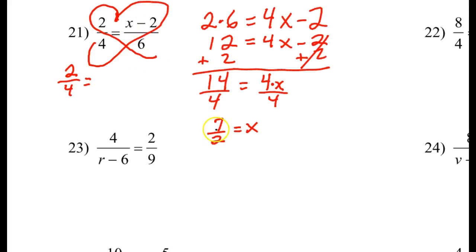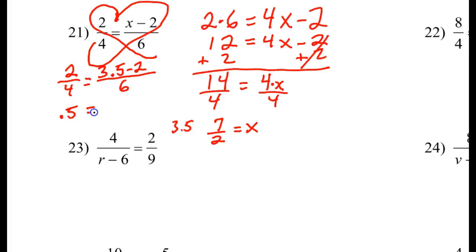Okay? So just to make it easy, instead of doing 7 over 2, I'm going to use 3.5 in my check. That's just a little easier on the calculator. So 3.5 is the same as 7 over 2, minus 2, all divided by 6. And we just have to see if the left side equals the right side. So on your calculator, you can punch in 2 divided by 4, and you should get 0.5.